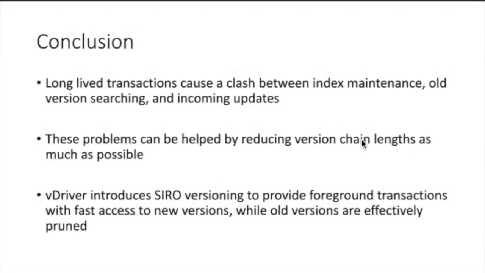So to conclude, long-lived transactions can cause this clash between index maintenance, searching for old versions, and taking incoming updates. The general idea is that if we can reduce the number of versions as much as possible, we can make all these problems better, or less serious anyway. They introduced this scheme, SIRO versioning. Now transactions have really fast access to new versions, and because the version chains are so small, even when we're searching for old versions, we spend very little time holding locks on pages. Thank you.